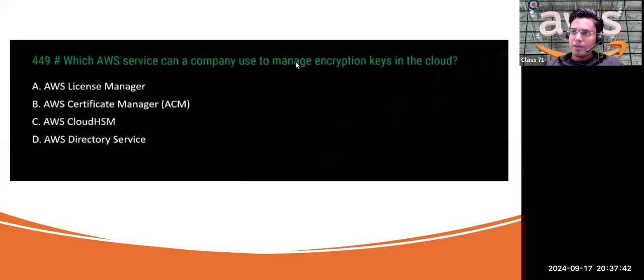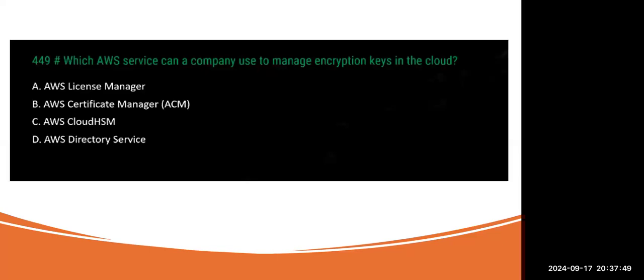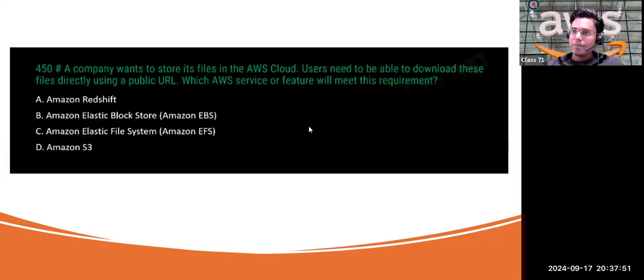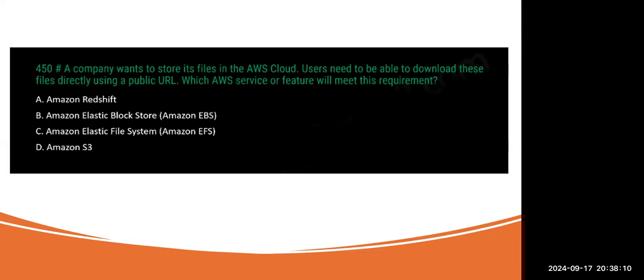Which AWS service can a company use to manage encryption keys? Again, encryption keys in the cloud. C. Yeah, HSM. A company wants to store its files in AWS. Users need to be able to download this file directly from a public URL. Again, easy. Public URL is D. I'm sorry, hold on.